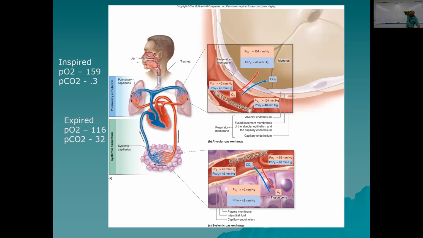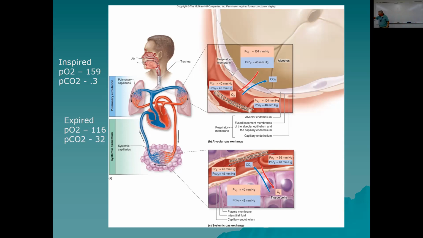Okay. I think this is on the next page. Yeah, page 936. Now look at this. I put the inspired air on the left, and this is not actually part of the figure, so I added it. Inspired air, PO2, 159 millimeters of mercury. I didn't put millimeters of mercury in there, but remember, that's the units for all of these. The PCO2 is 0.3 millimeters of mercury.